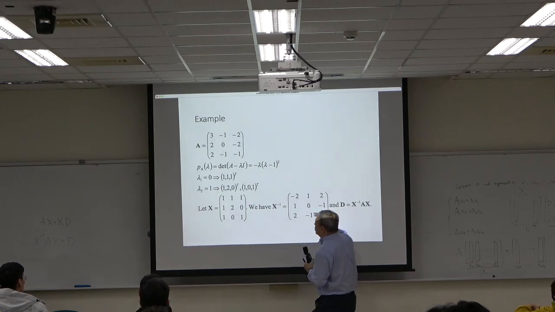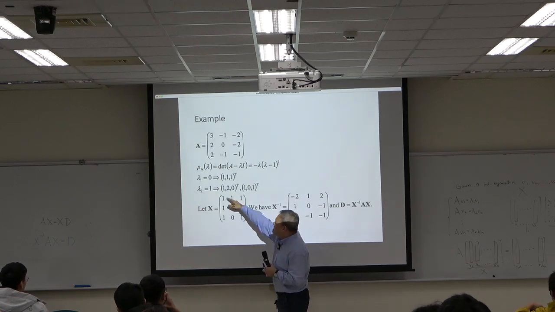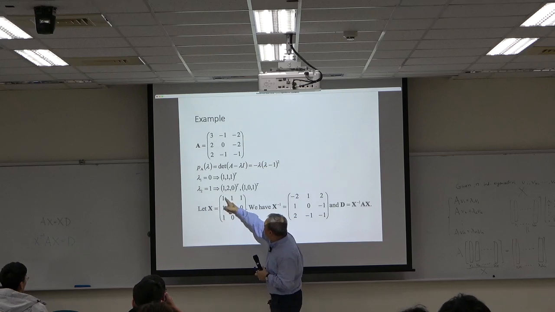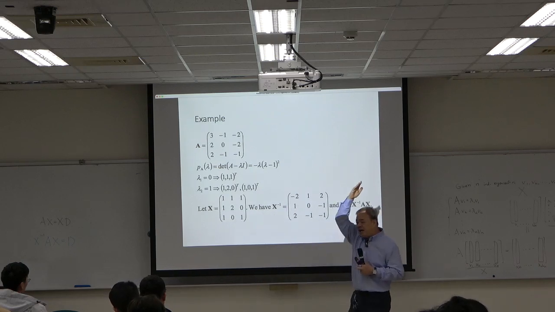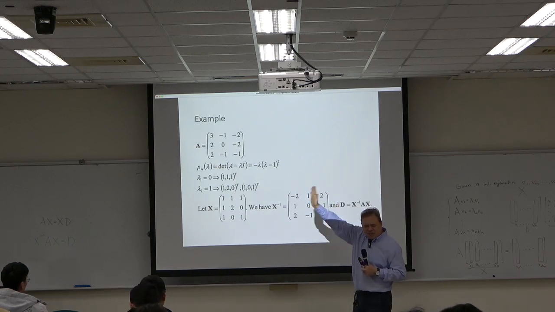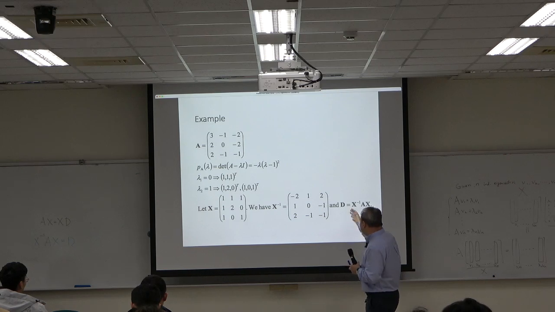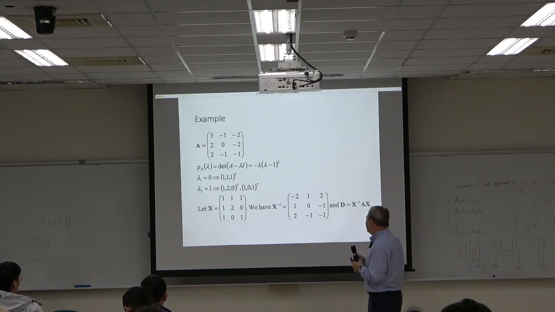And D will be just the diagonal, like this, 0 1 1, as a diagonal. All the other parts are 0. That's D. So that's it.